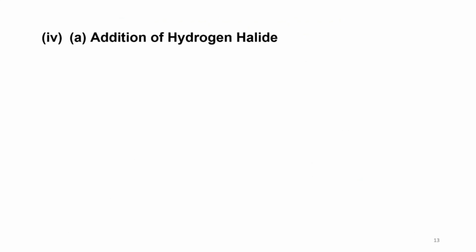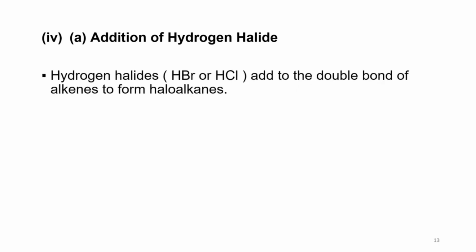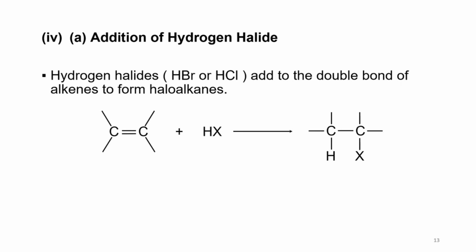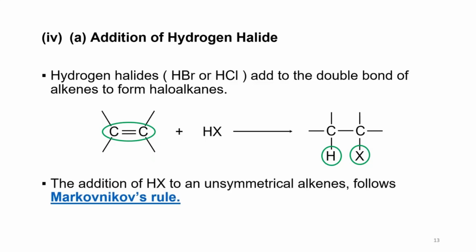Fourth, addition of hydrogen halide. Hydrogen halide, either HBr or HCl, adds to the double bond of alkenes to form haloalkanes. Here the general equation. The double bond will break up and the hydrogen and the halogen will bond to the carbons. The addition of HX to an unsymmetrical alkene follows Markovnikov rule.